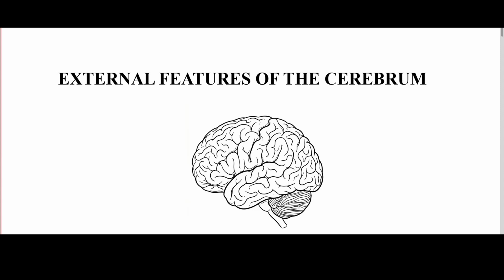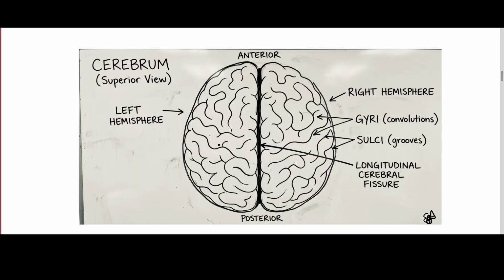Now the cerebrum is divided into two halves, the right cerebral hemisphere and the left cerebral hemisphere. Now let's look at the diagram to show the divisions. Now these two halves are separated by a deep groove called the longitudinal cerebral fissure. However, this separation is not complete, because at the base of this cerebrum, the two hemispheres are connected by a thick bundle of nerve fibers called the corpus callosum.